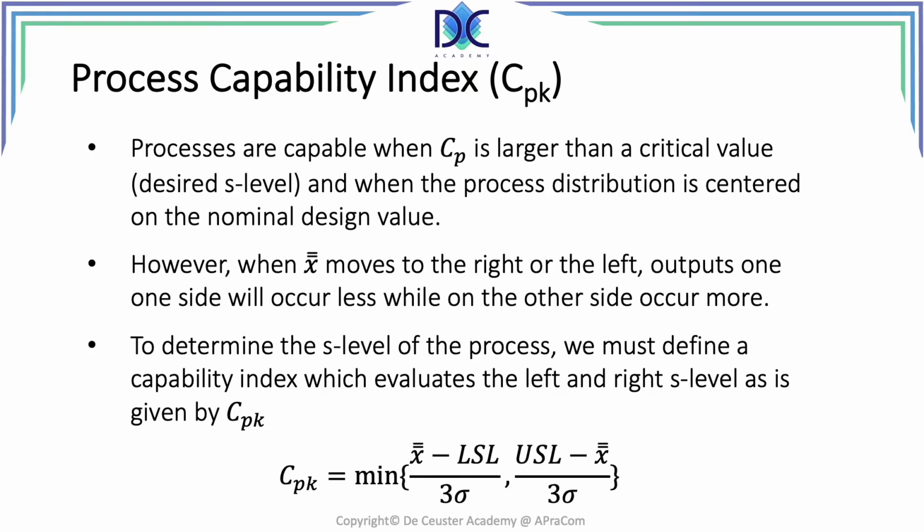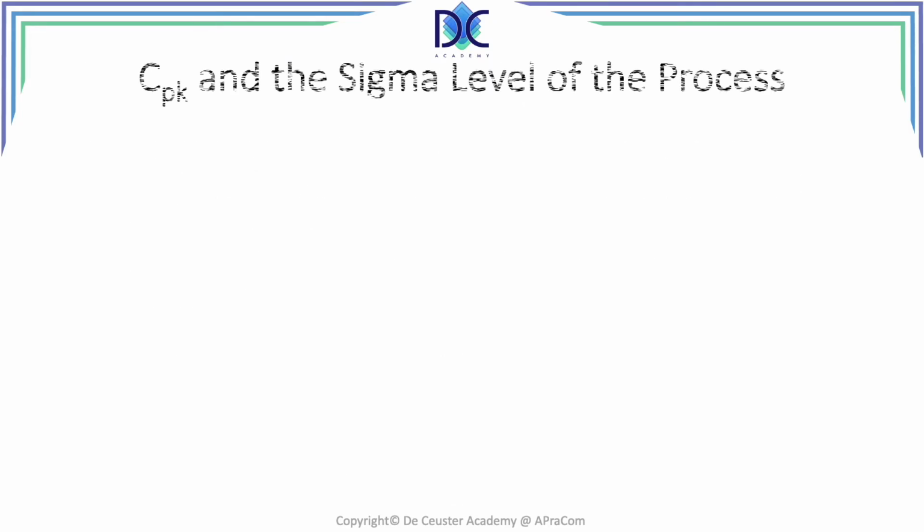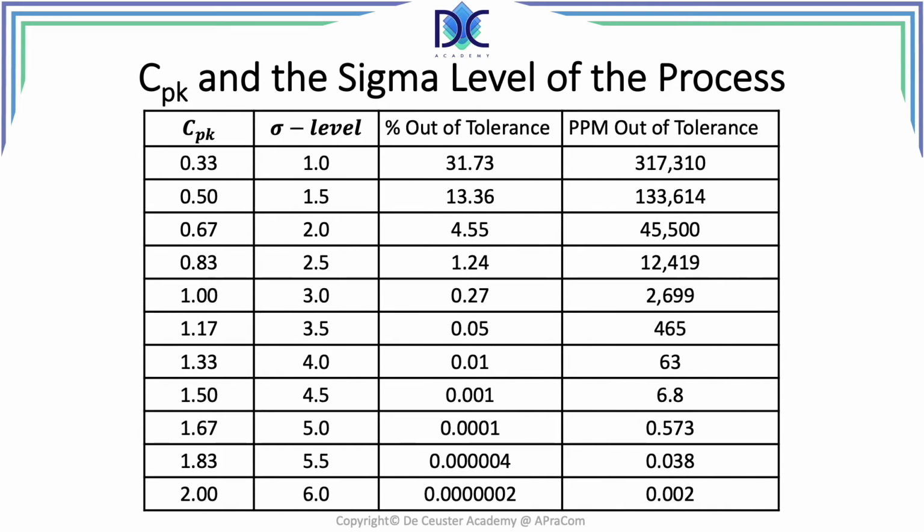And let's have a look at the first step, where we go to the table. The first table shows us the Cpk and the corresponding sigma level. When Cpk is equal to 1, we have a sigma level of 3, and we know how many pieces are out of tolerance and the parts per million out of tolerance. We see those. When we have a Cpk lower than 1, for example 0.67, our sigma level is only 2, and at 0.33 it's only 1.